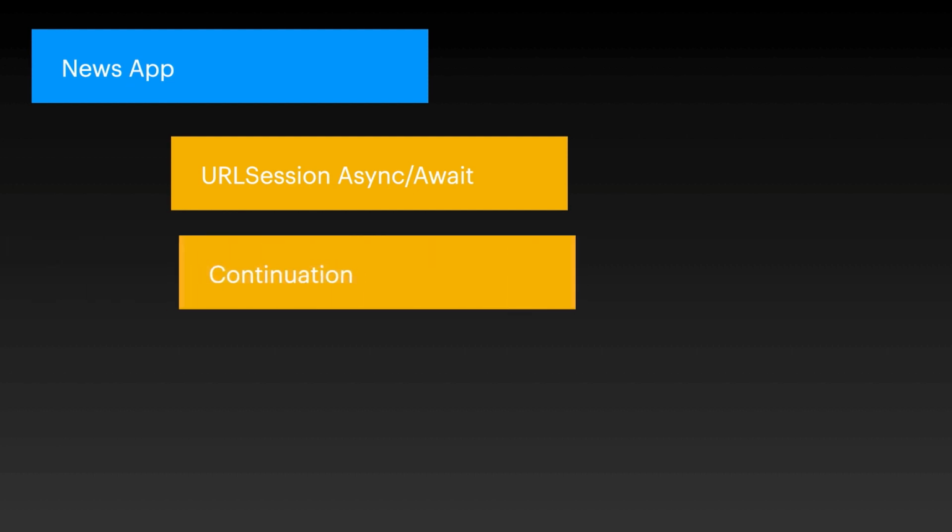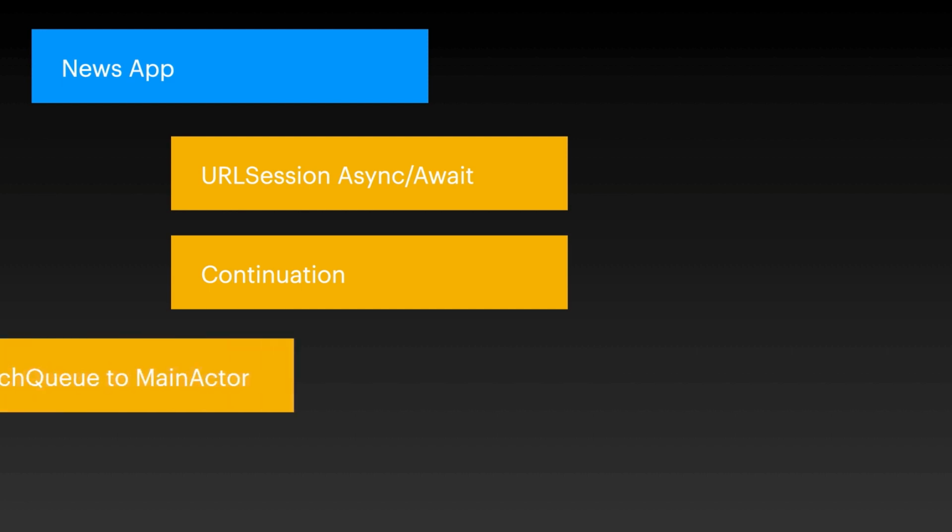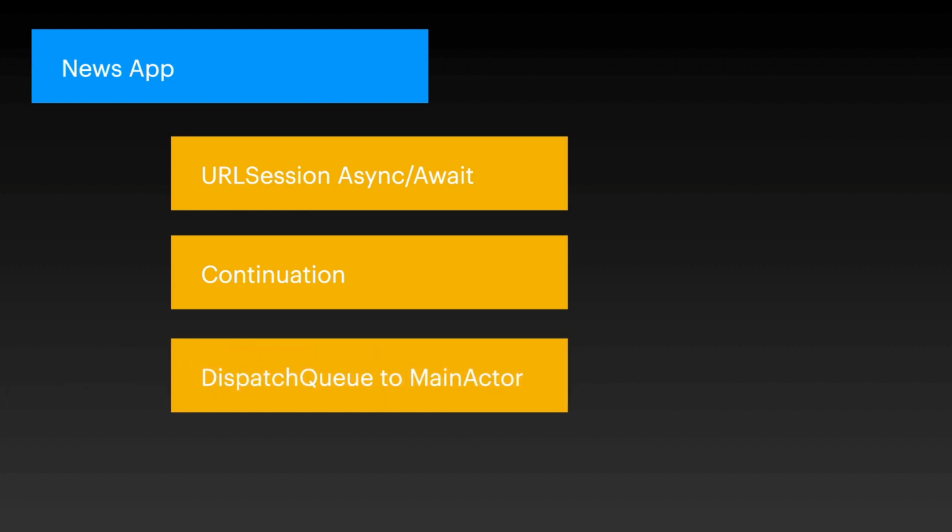We will also use a continuation API so we can expose our existing functions as async and await. You will also learn a little bit about the MainActor, which allows your functions and properties to be automatically assigned and set on the main queue without using the dispatch queue.